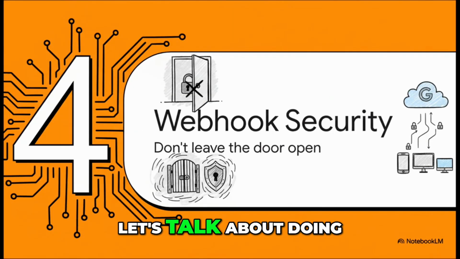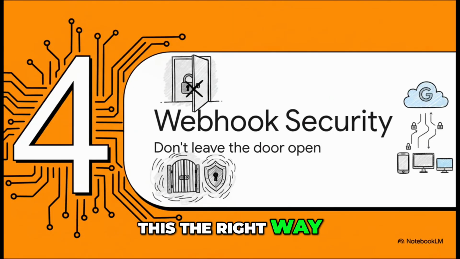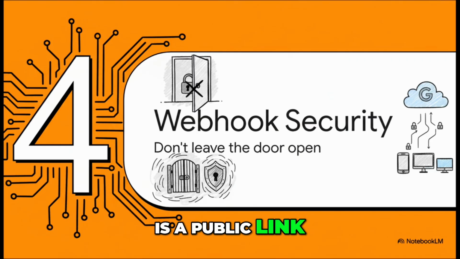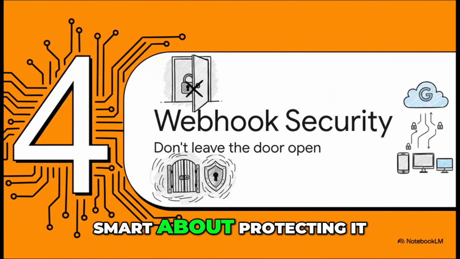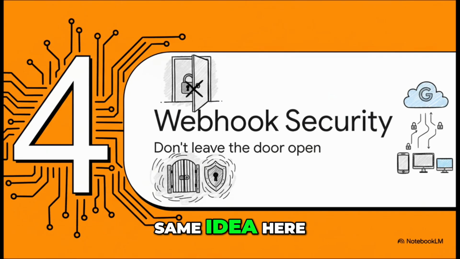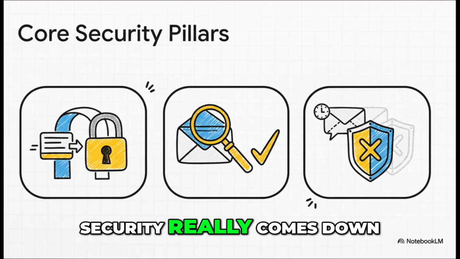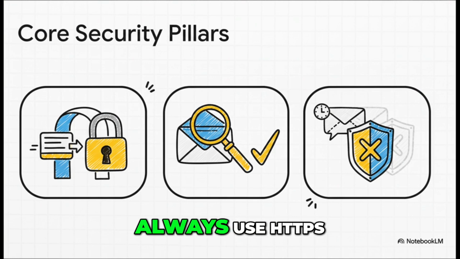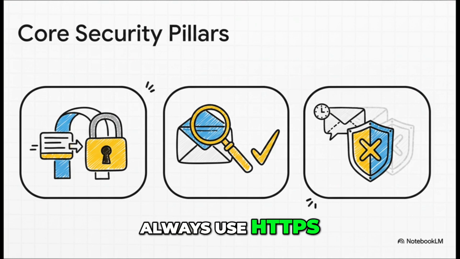Okay, let's talk about doing this the right way, the secure way. Because that webhook URL is a public link on the internet. You have to be smart about protecting it. I mean, you wouldn't leave your front door wide open, right? Same idea here. Security really comes down to these three things. First, always use HTTPS. That encrypts the data as it's flying across the internet.